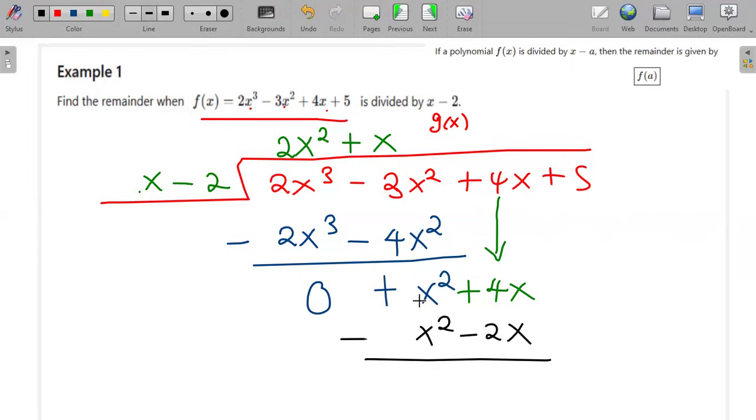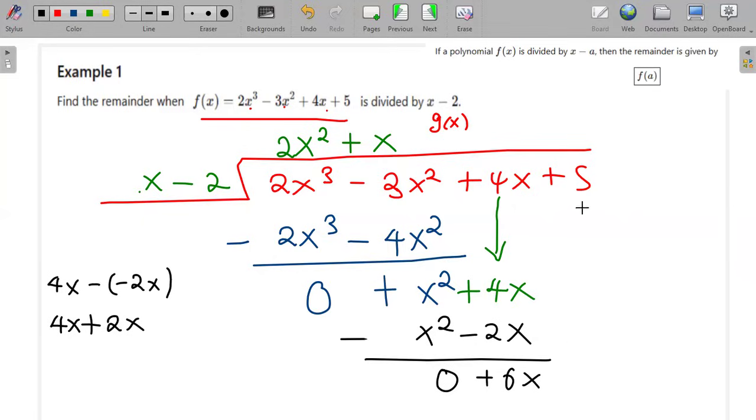So it will be x squared minus x squared, that will be 0. And then 4x minus 2x. So always be careful. That's the same as 4x minus minus 2x, so that will be 4x plus 2x. So that will just end up giving me what? Just positive 6x.